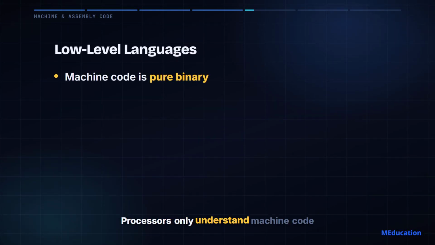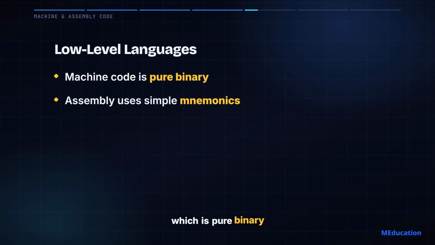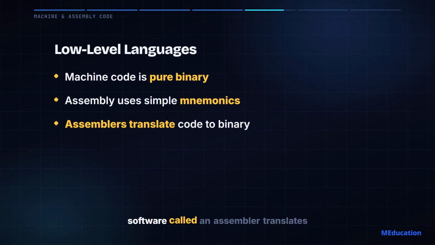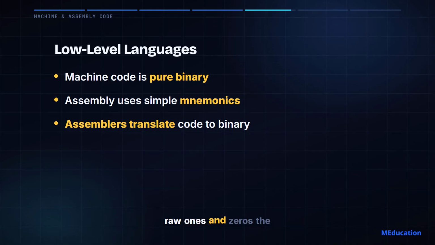But how do we actually tell the processor what to do? Processors only understand machine code, which is pure binary. Because binary is incredibly hard for humans to read and write without making errors, we use assembly language. You will learn how assembly uses simple text mnemonics to represent machine code instructions, and how a piece of software called an assembler translates your symbolic labels into the raw ones and zeros the hardware demands.